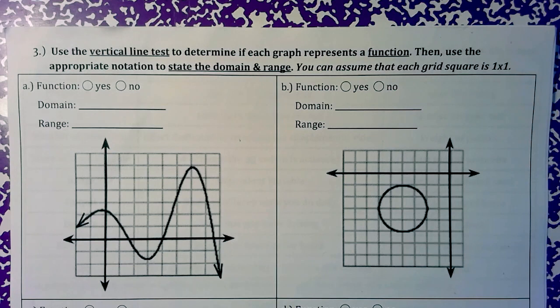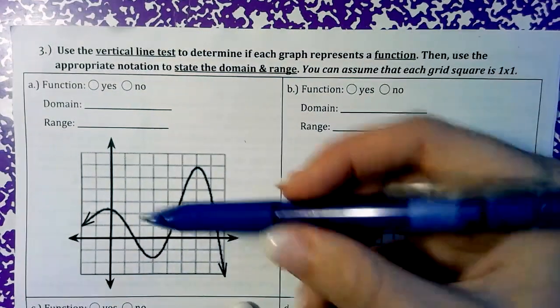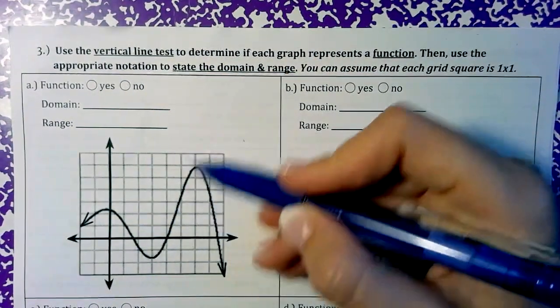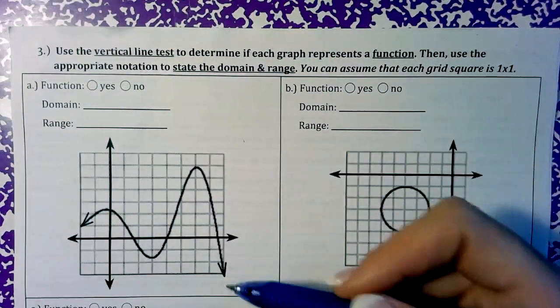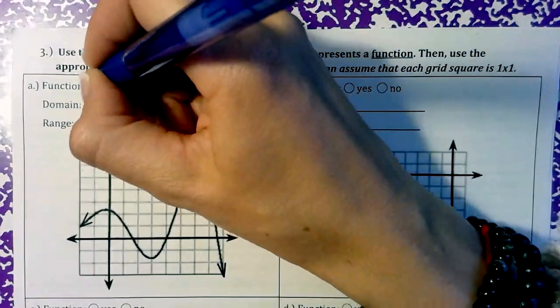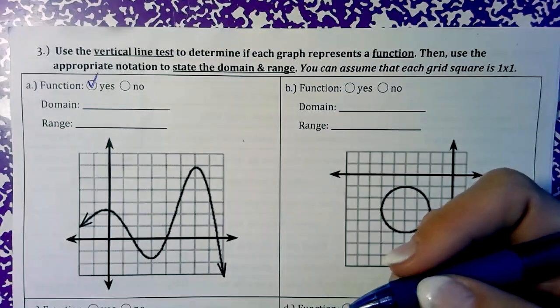Use the vertical line test to determine if each graph represents a function. Then use the appropriate notation to state the domain and range. You can assume that each grid square is 1 by 1. Looking at this, thinking about the vertical line test. Is this a function? Yes, it passes the vertical line test. No vertical line drawn on here will cut through the graph more than once.